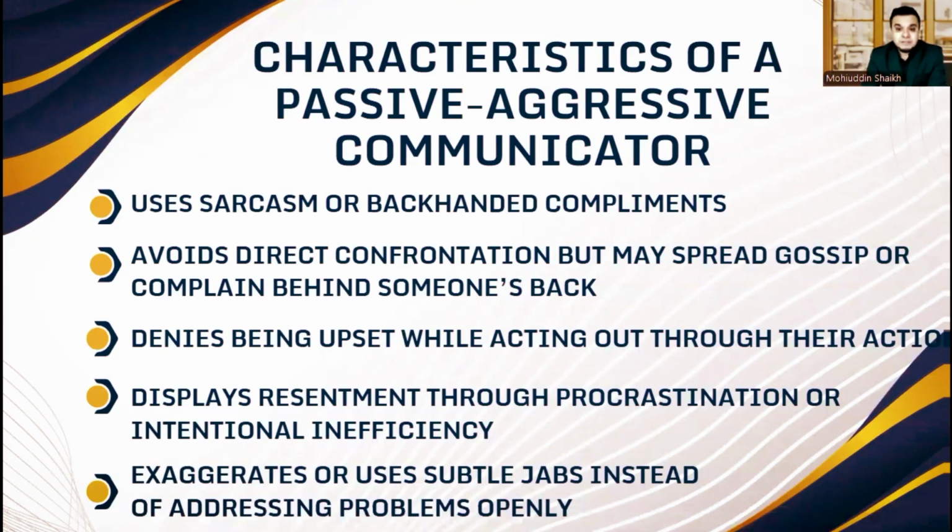A passive aggressive communicator uses sarcasm or backhanded compliments. Avoids direct confrontation but may spread gossip or complaints behind someone's back. Denies being upset while acting out through their actions. Displays resentment through procrastination or intentional inefficiency. Exaggerates or uses subtle jabs instead of addressing problems openly.